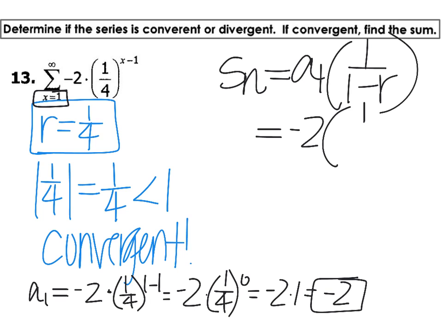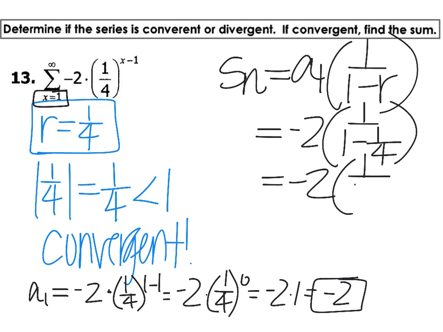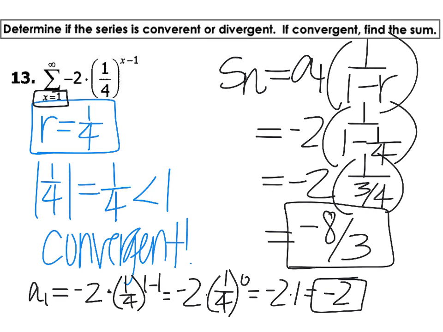Then we say 1 divided by 1 minus our common ratio, which is 1/4. Negative 2 times 1 over 3/4. Same thing as negative 2 times 4/3. And we get that the sum is negative 8/3. And that's our final answer.